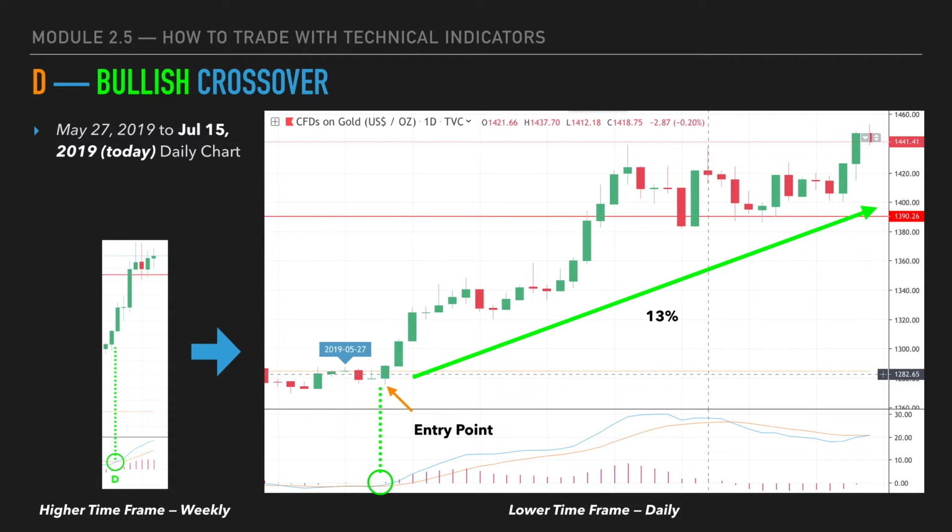Here's the daily chart from May 27 to July 15, 2019, after the bullish crossover occurred. We used the lower time frame, the daily chart, to time our entry point. The price of gold at that entry point is $1,414. So we enter the long position at the entry point, and until the end of this chart, the return will be 13% during this last bullish crossover phase.